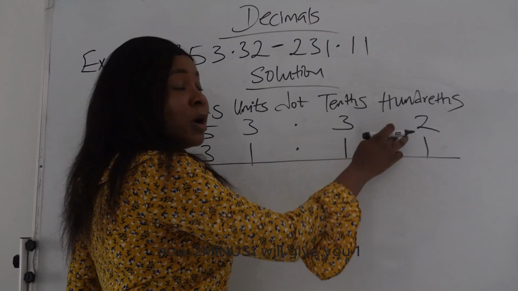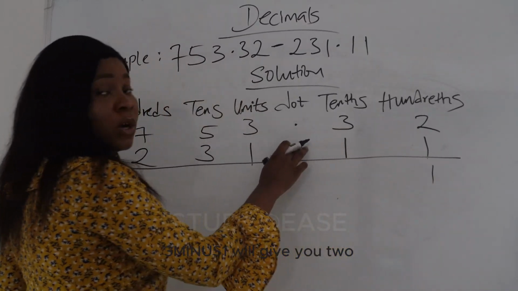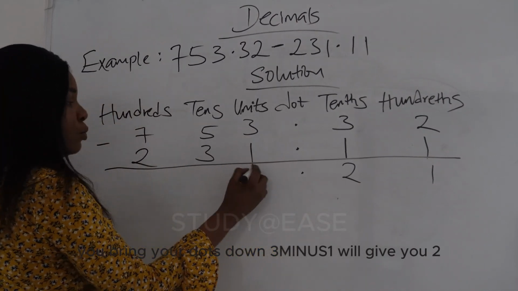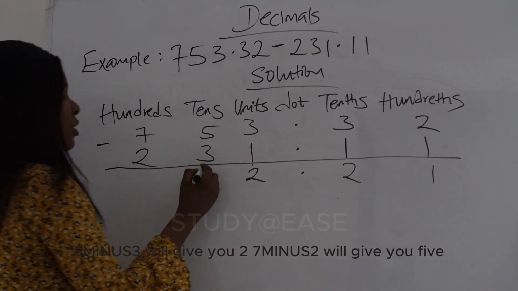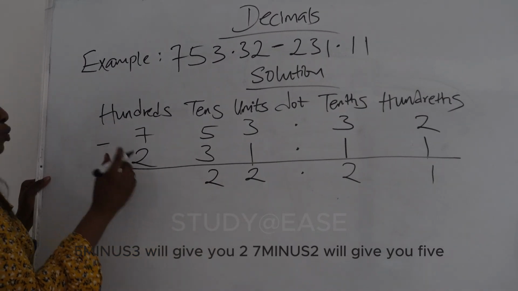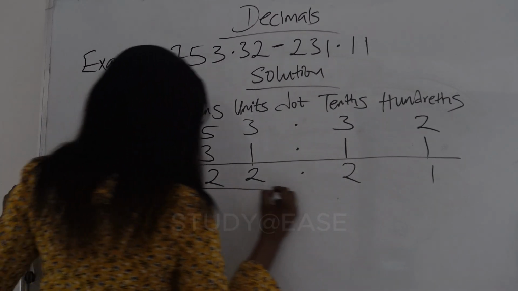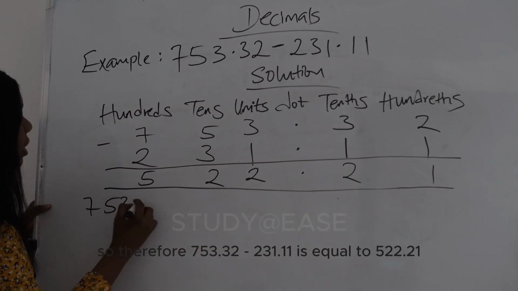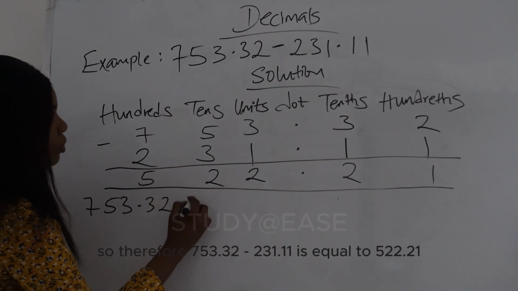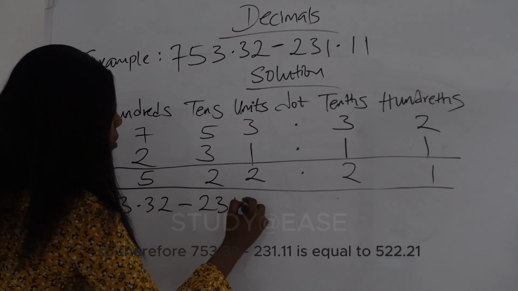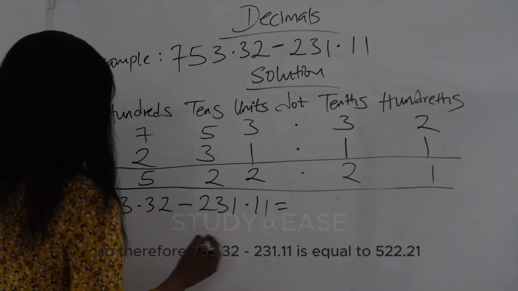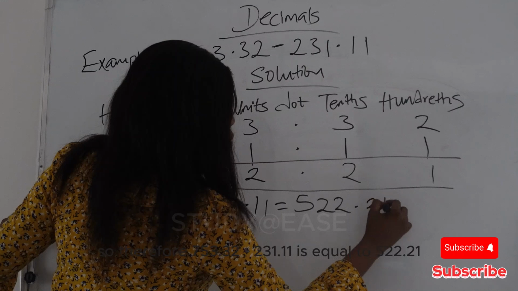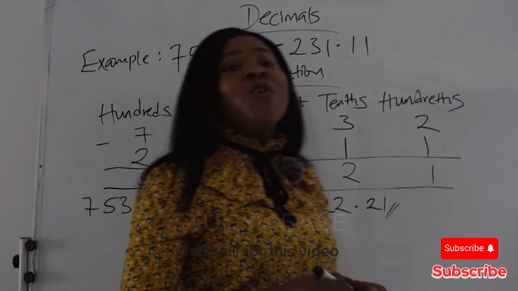Now 2 minus 1 will give you 1. 3 minus 1 will give you 2. You bring your dots down. 3 minus 1 will give you 2. 5 minus 3 will give you 2. 7 minus 2 will give you 5. So therefore, 753.32 minus 231.11 is equal to 522.21. That's all for this video.